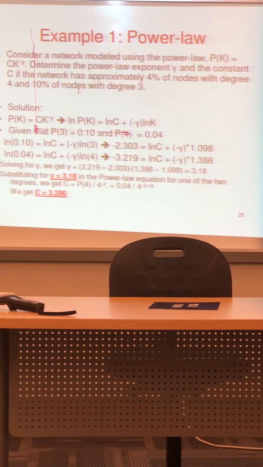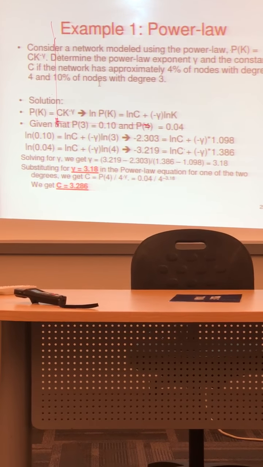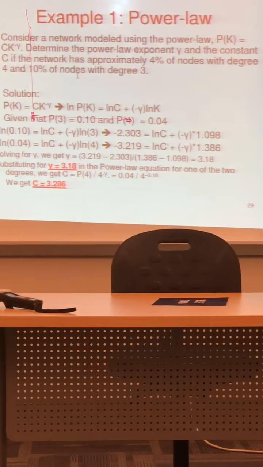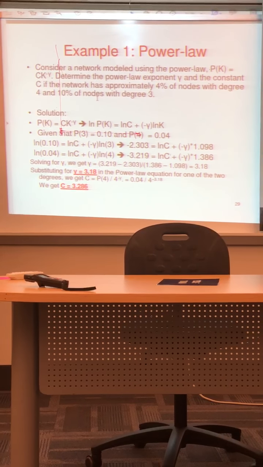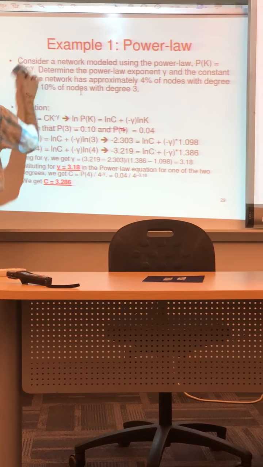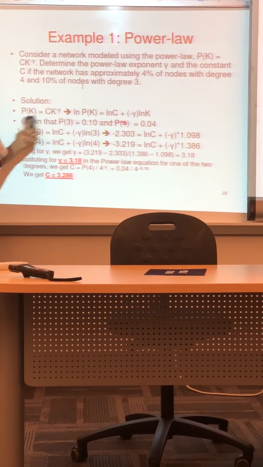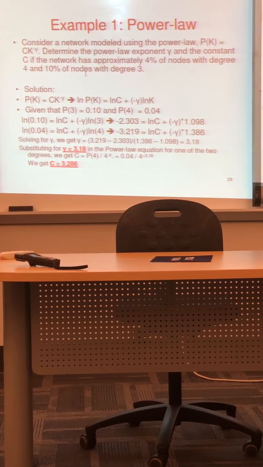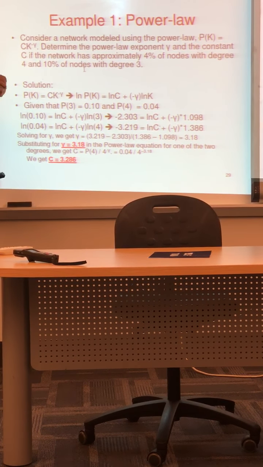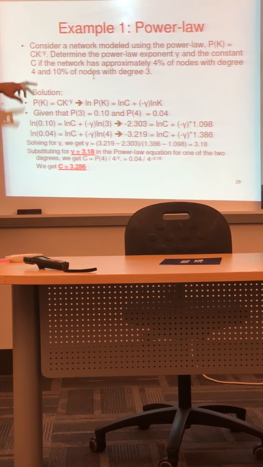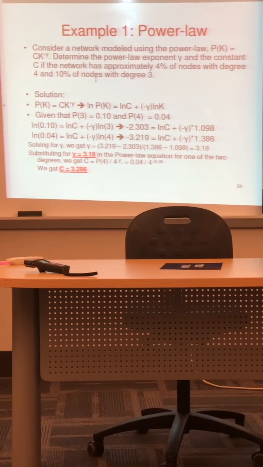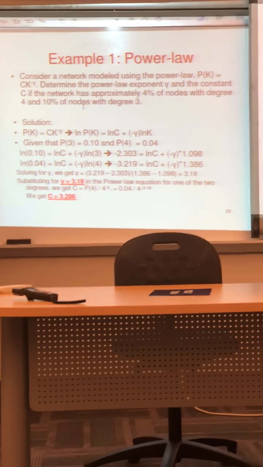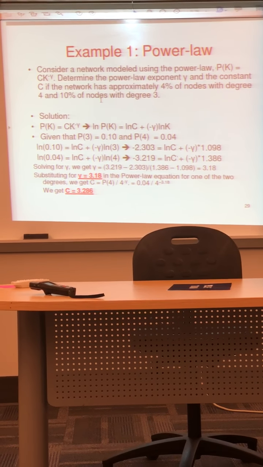All right, let us do some math problems now. Consider a network model using power law. This is a scale-free network. According to this relation, P of k equals C times k raised to negative gamma. We need to determine this power law exponent gamma and the constant C. Those are two things we have to determine. What is given? The network has approximately 4% of the nodes with degree 4 and 10% of the nodes with degree 3.